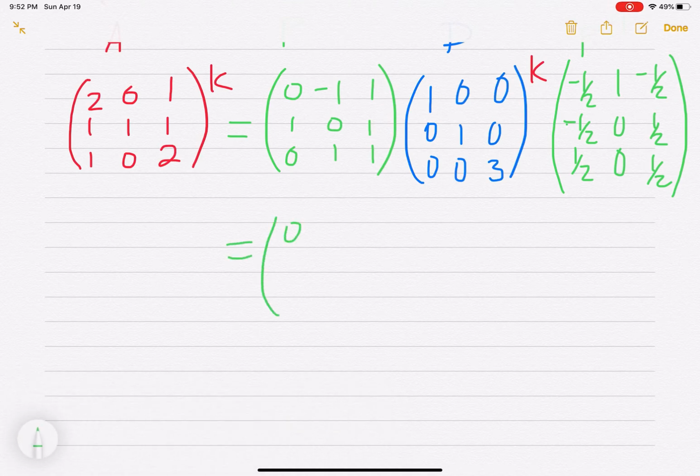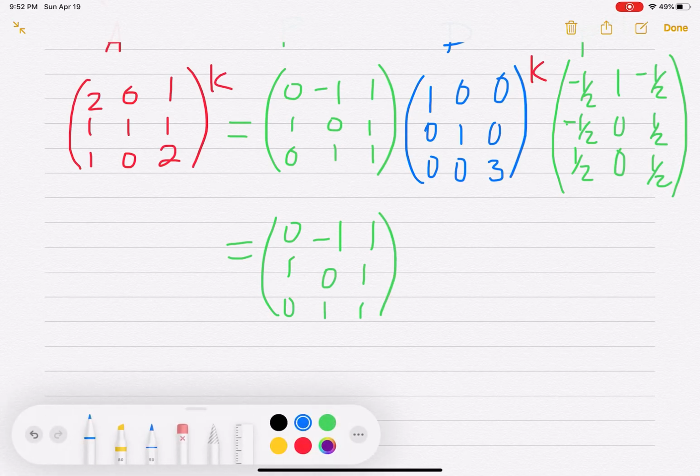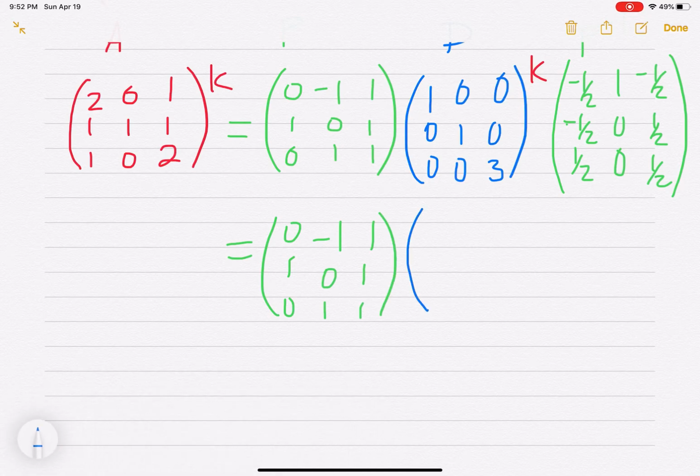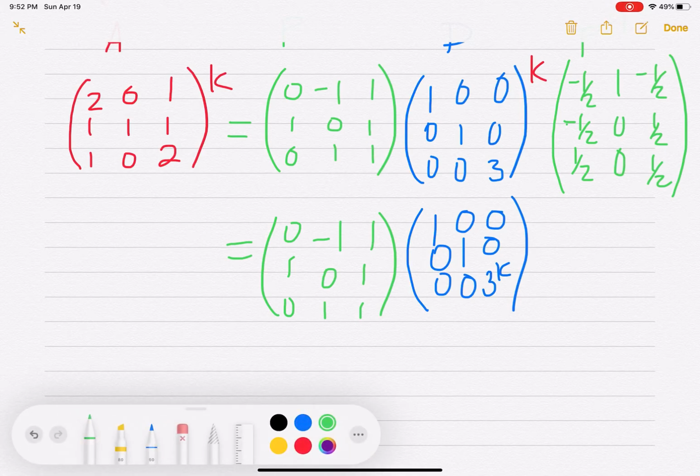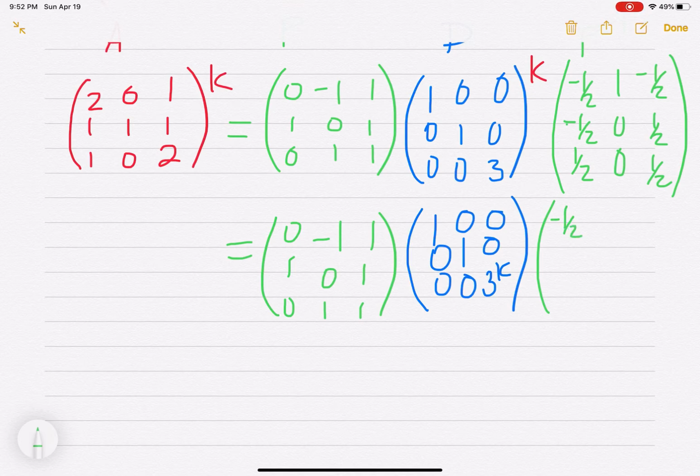Okay, so the first thing is to copy down the green matrix. Don't deal with it. We're going to deal with the blue matrix right now. We're going to raise stuff to the kth power. What does that mean? 1 to the k is going to be 1. 1 to the k is going to be 1. And 3 to the k is just going to be 3 to the k. Everything else is going to be 0. That's the way you do diagonal matrices. So you got 1, 1, 3 to the k down the main diagonal. And then you got the green stuff: [-1/2, -1/2, 1/2; 1, 0, 0; -1/2, 1/2, 1/2].